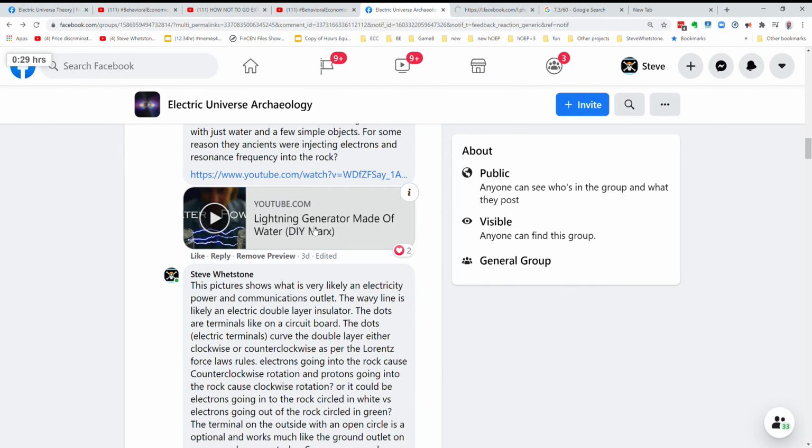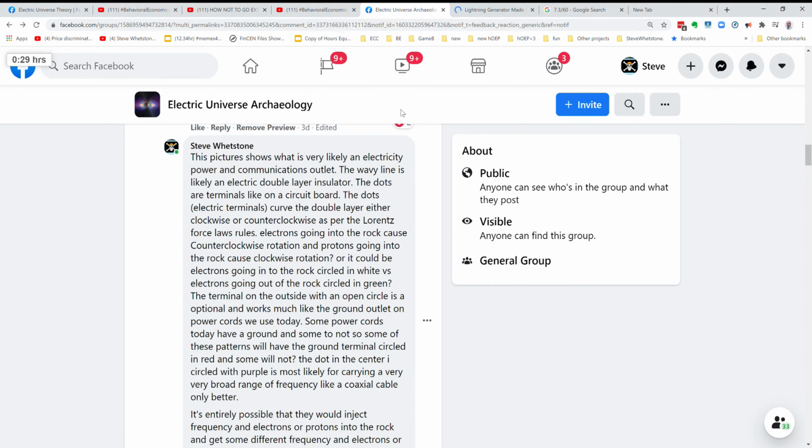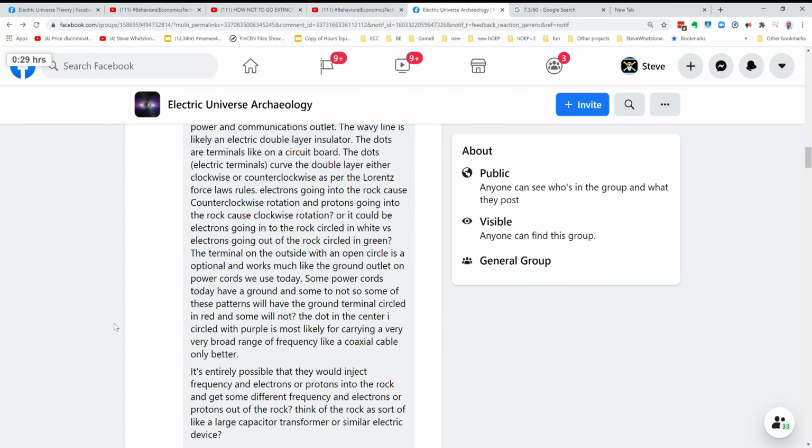This picture shows what is very likely an electricity power and communications outlet. The wavy line is likely an electric double-layer insulator. The dots are terminals like on a circuit board. The dots, electric terminals, curve the double layer either clockwise or counterclockwise as per the Lorentz force law's rules. Electrons going into the rock cause counterclockwise rotation and protons going into the rock cause clockwise rotation.